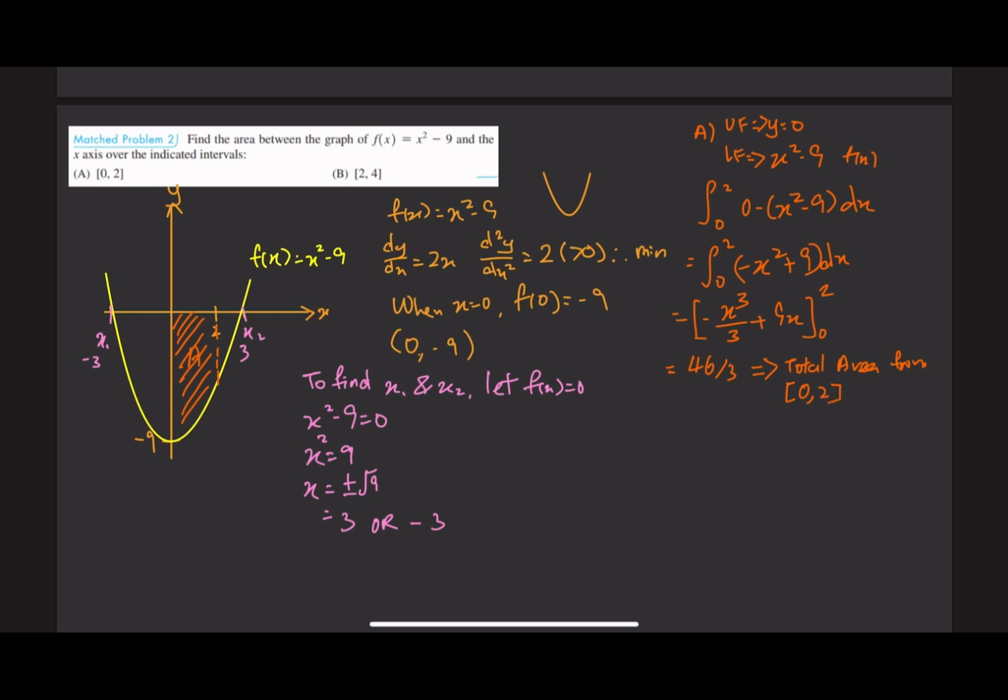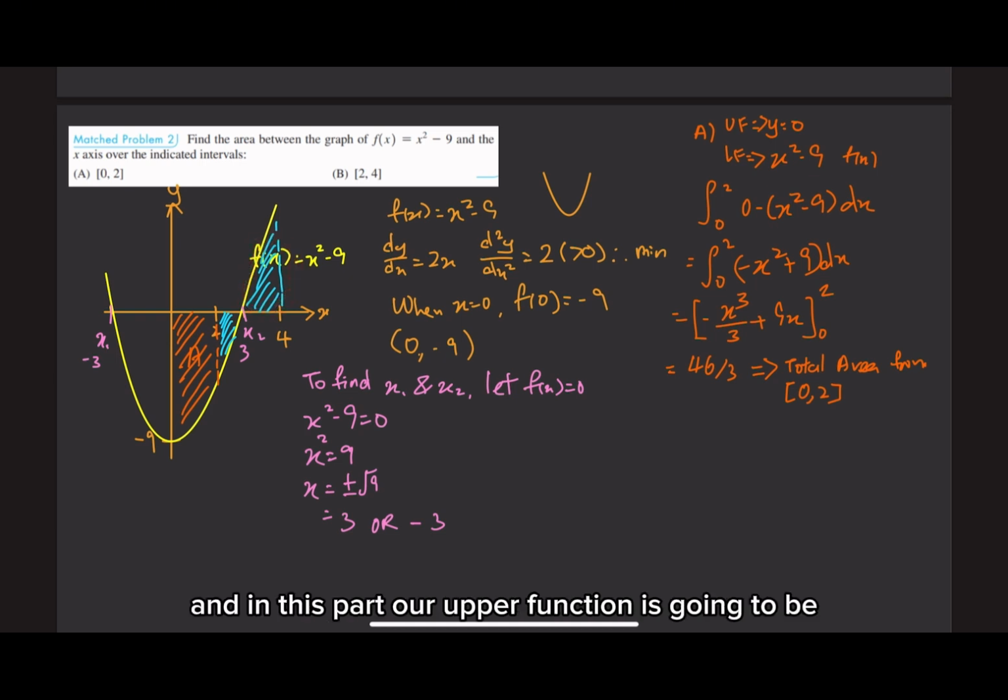Now, for the next part, we want to solve from 2 to 4, right? This area B. So we want to solve the area from 2 to 4. It's basically what we are doing. We are actually going to solve from 2 to 4. And you will see in this part, our upper function is going to be y equals 0. And in this part, our upper function is going to be the f of x.